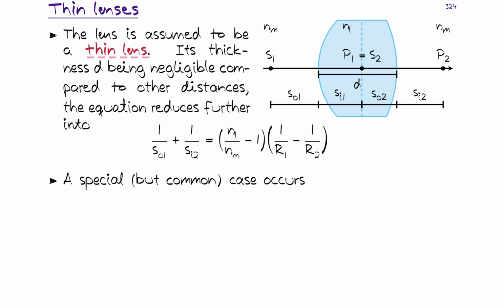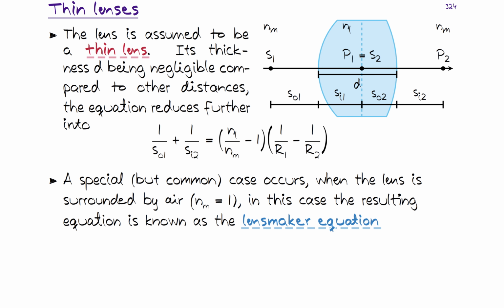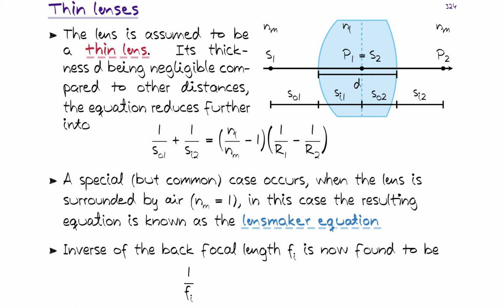Now this is a special case of how we can approximate things, and it is a very, very common case. We can assume that this lens of ours is surrounded by air, so that NM equals unity. In this case, the equation that we have derived is known as the Lensmaker equation. Here, the inverse of the back focal length of this kind of lens would be given simply by NL divided by NM, where NM would be unity, minus 1, and then we have the difference of the inverses of the radii of curvature. So this is what we would have at hand.